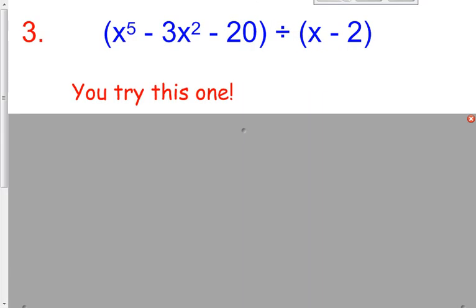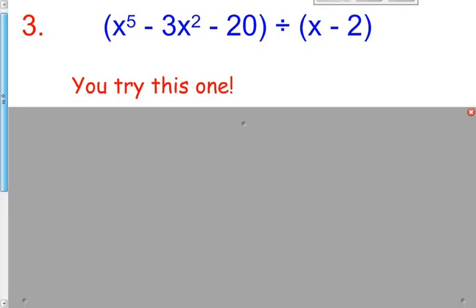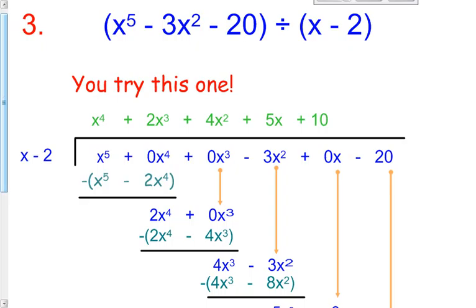Alright, I'm going to let you guys spread your wings and fly. You guys try number 3 on your own, and then you guys can check your work after you are all done with it. So after you tried this one, hopefully you set it up a little something like this. Right? You're going to set up this division bar. You're going to put in your placeholders of 0x to the 4th, 0x cubed, and 0x's. Right? And then I'll just have you read this as we go down, and you guys can check your work as we go.